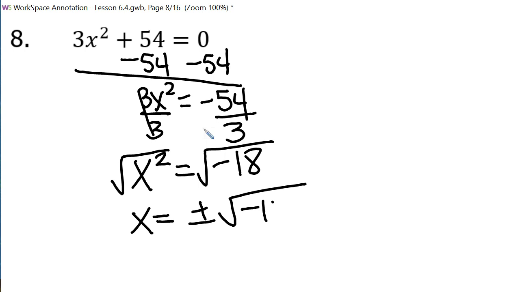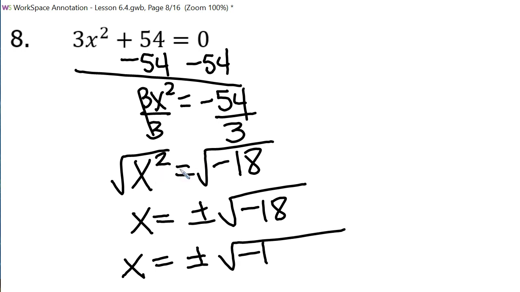You can do 9 times 2. You gotta simplify it. You need to simplify that radical. So first, if it's negative, what should be the first factor? Negative 1. And the perfect square for 18 was 9 times 2.